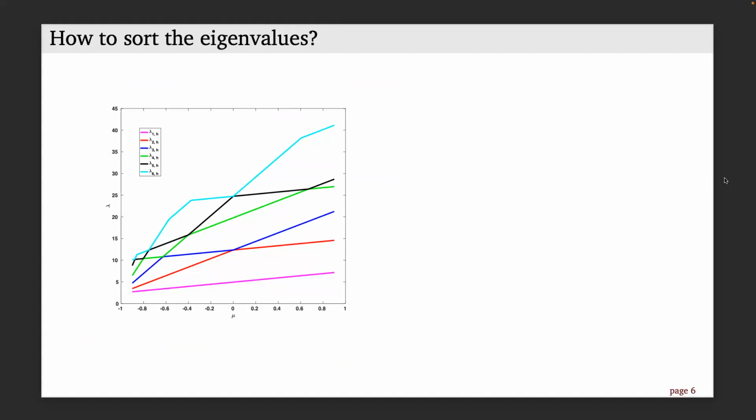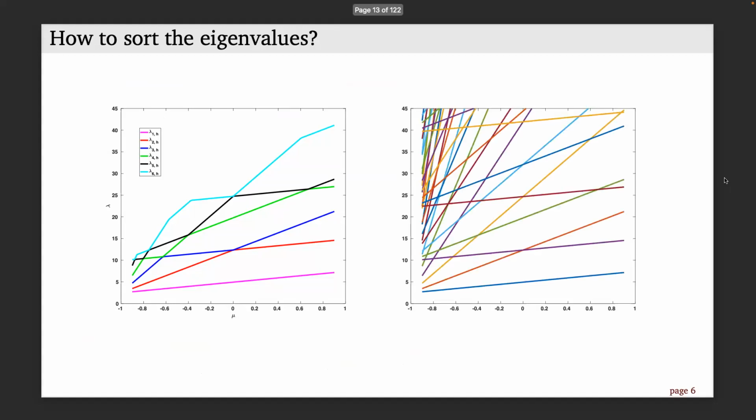It's clear here what is the first eigenvalue. I would say it is this magenta line, on the bottom. But what is the second one? Is it the brown? Yes, it is the brown in this numbering here. But is this really what we want? Well, if you look at the other picture, maybe this is a better way of sorting the eigenvalues.